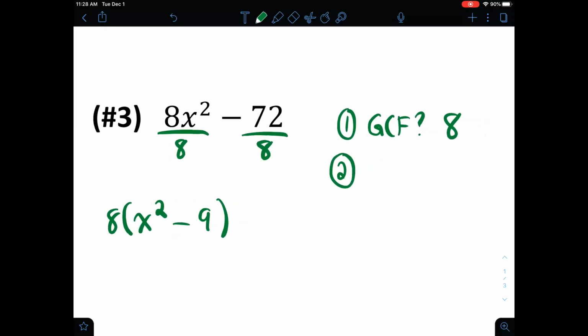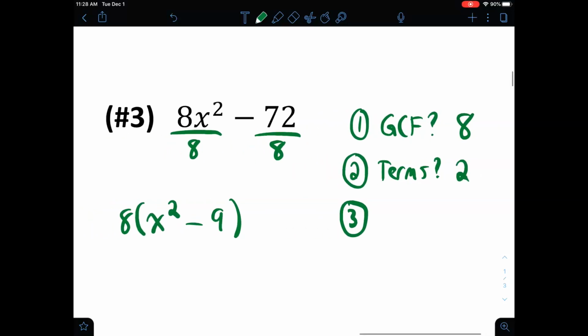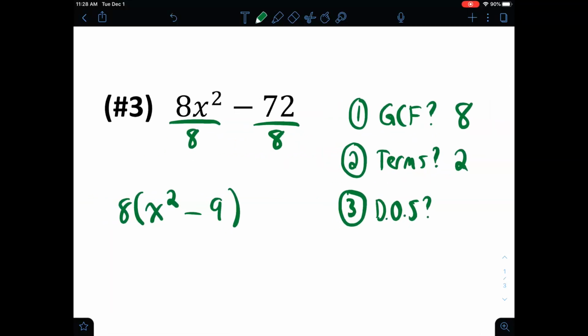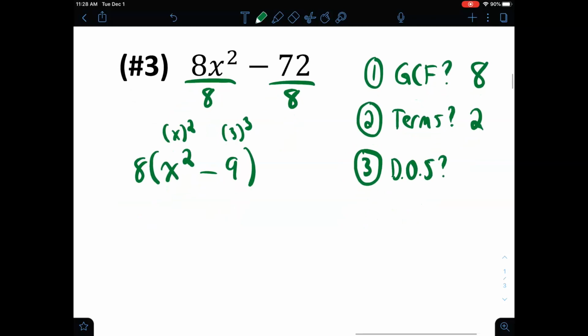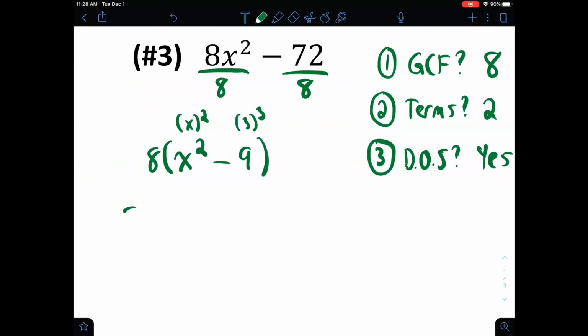All right, second step. We're done with the 8, it's going to kind of come along for the ride, but we're going to worry about what's inside the parentheses now. So in the parentheses, how many terms do we have here? We have 2. So the only pattern for 2 terms is difference of squares, right? Is it a difference of squares? Well, what's x squared? Is that a perfect square? Yeah, that's x squared. What about 9? That's 3 squared, right? Okay, so that means this is yes, which means it's going to factor.